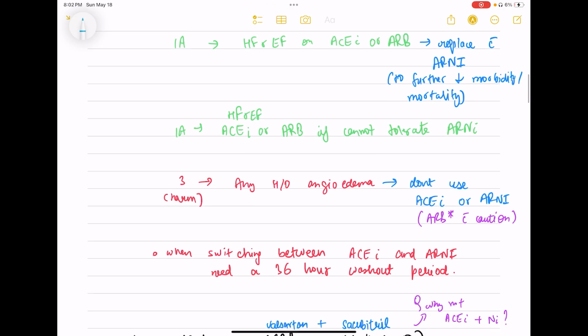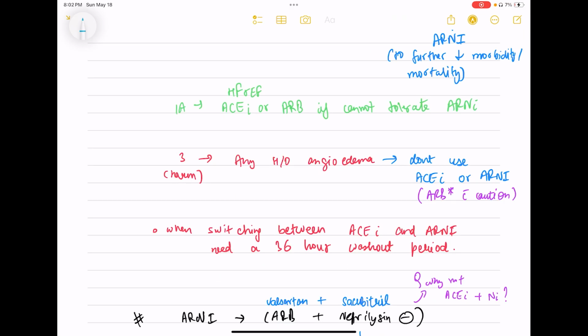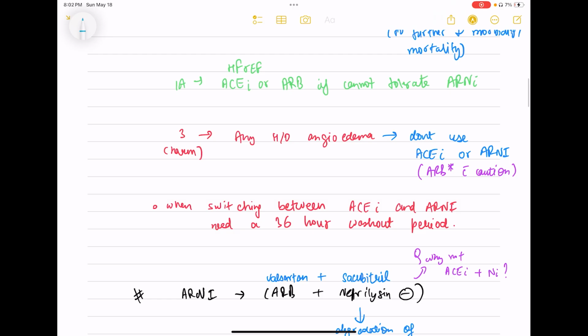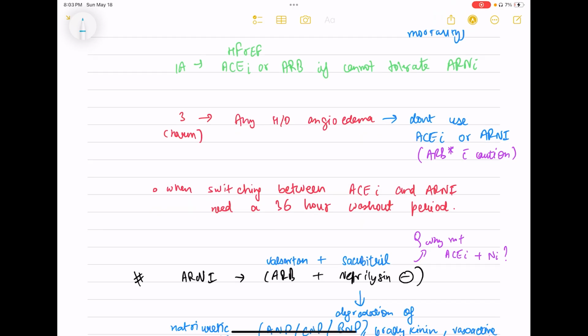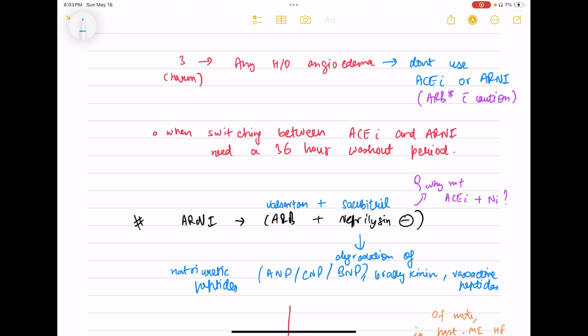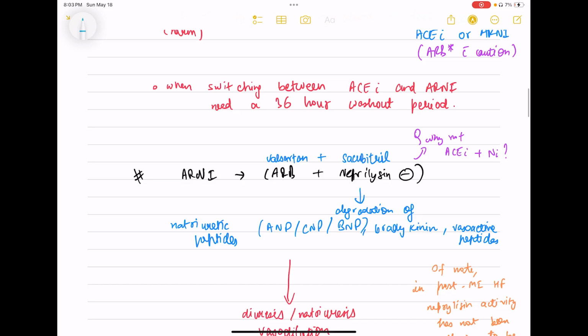And then there's class 3 recommendation or harm. If a patient has a history of angioedema, then don't use ACE inhibitor or ARNI. And ARB in this case remains an option, but there's caution that some patients actually have had angioedema even with an ARB, so that's something to be cautious about. When switching between ACE inhibitor and ARNI, there needs to be a 36-hour washout period. Otherwise, there's an increased risk of angioedema.